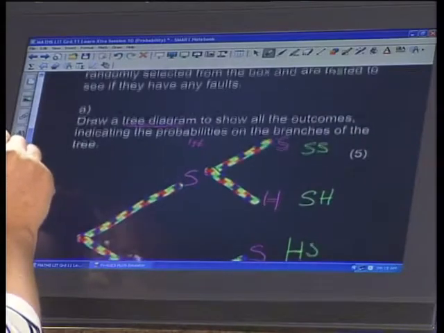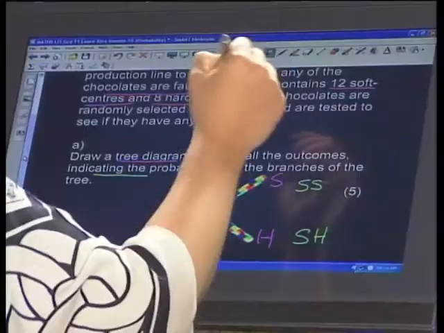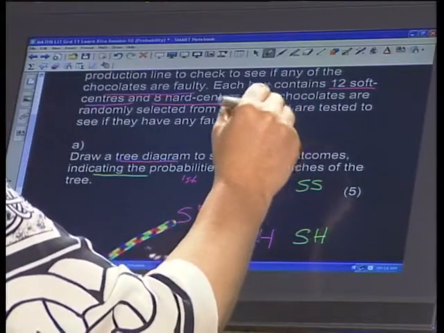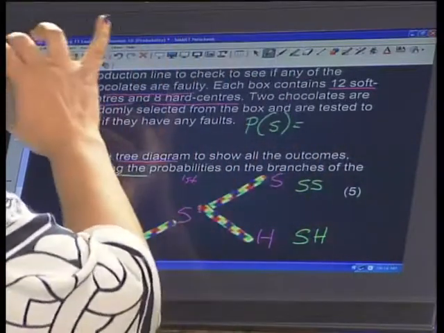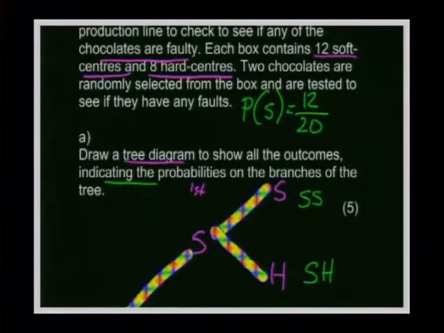Let's go back to the question, because the question said draw the tree diagram to show all the outcomes, and it said indicating the probability on the branches of the tree. Now, we haven't done this before, so let's work out our probability of each thing occurring. So what is the probability of me choosing a soft center? The probability of it being soft is my total favorable outcome. What do I want? I want the soft, so there were 12 soft, out of a total possible, how many chocolates do we have? 20. So that's the probability of a soft-scented sweet occurring.